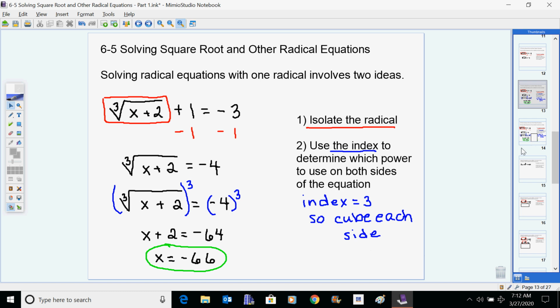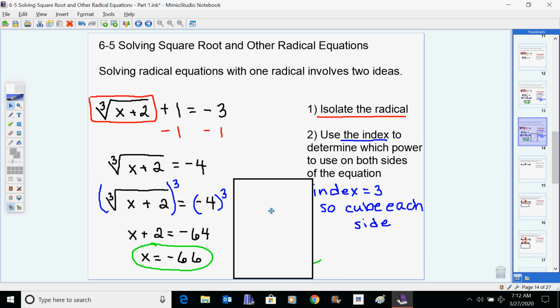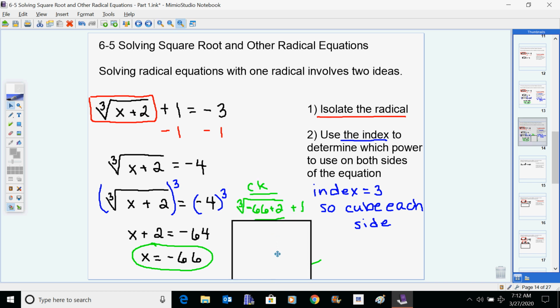Once again, we want to pay attention to your check. So we'll put in a little check here where we plug in your negative 66 plus 2 plus 1 from your original problem to make sure it works. Negative 66 plus 2 is negative 64. And because negative 4 times negative 4 times negative 4 gives you negative 64, we get negative 4. Adding 1, you get negative 3, and there you have it. It did check out. We're good. You did your work correctly, and you're ready to go with another problem.